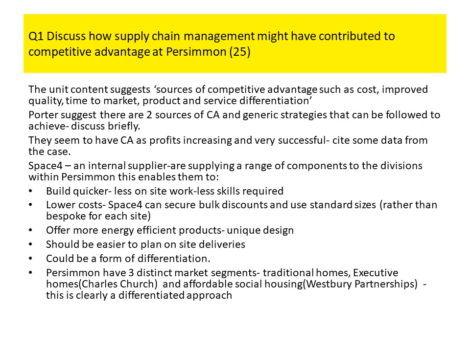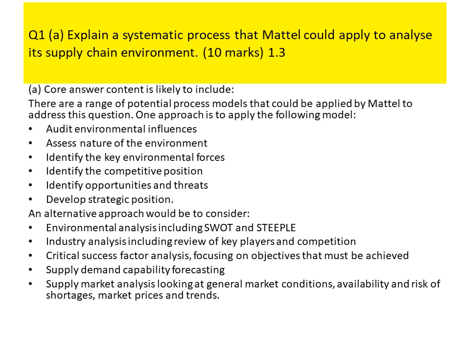But the Space4 company supplies components straight to these companies, and it enables them to build quicker, at lower cost, and give more energy efficient products. It should be easier to plan out site deliveries, and could be a form of differentiation. And Persimmon have three market segments: the traditional homes with Persimmon, the executive homes, Charles Church, and affordable secure housing, Westbury Partnership. So they've got clear differentiation, and that Space4 is very important. We will come back onto Space4 later.